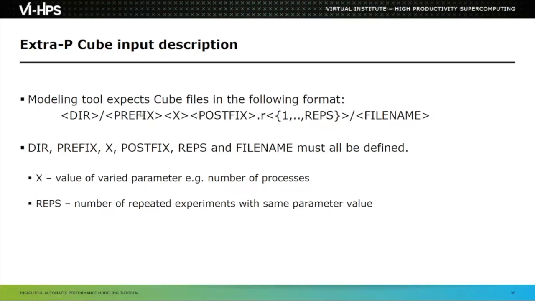And then we basically have different parameters. So you would have, for example, P for the number of processes, and then we would have a postfix that would be the actual number. So we have P and then, for example, 8, and then a dot R, and then a number that indicates the repetition of this configuration.